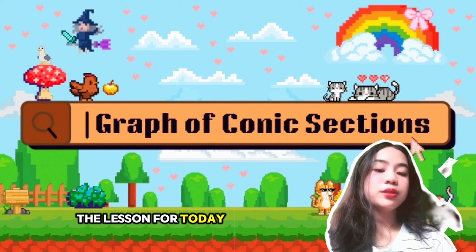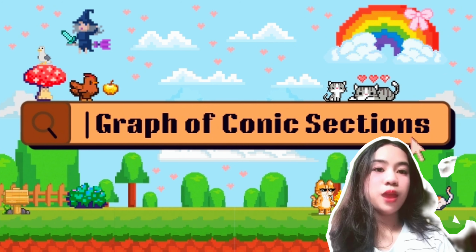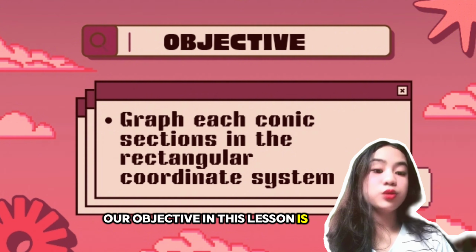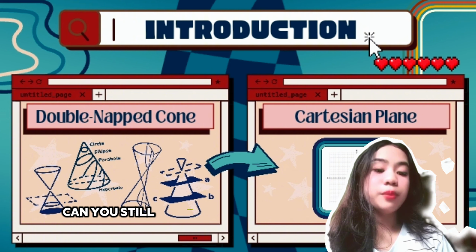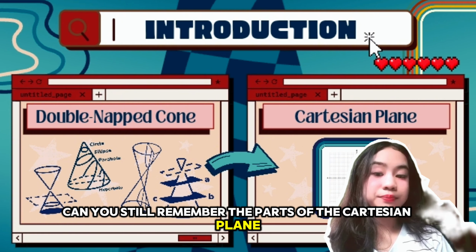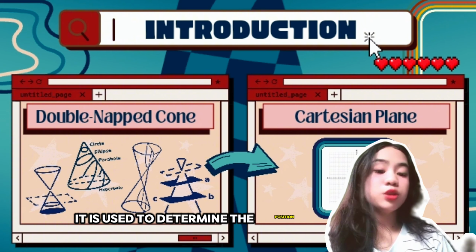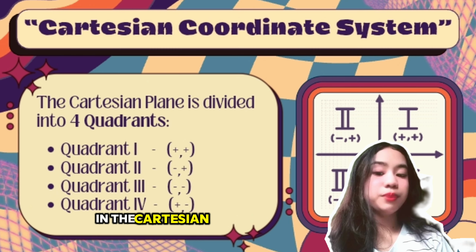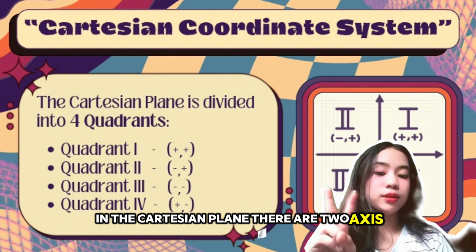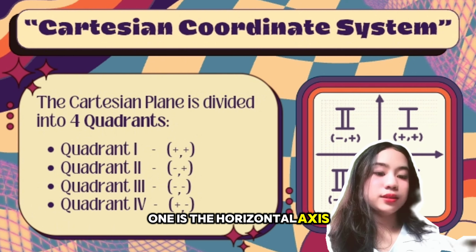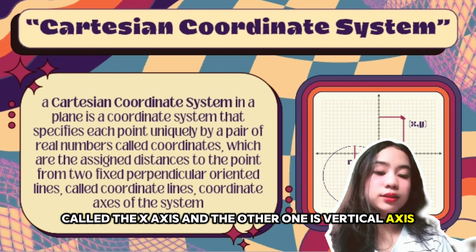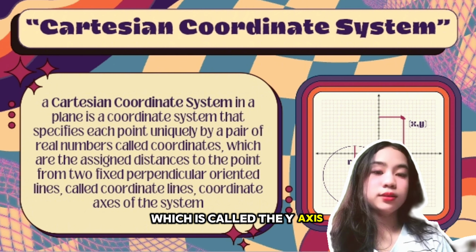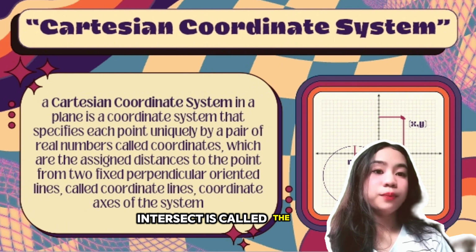The lesson for today is graphing conic section. Our objective in this lesson is to graph the conic section in our Cartesian plane. Can you still remember the parts of Cartesian plane? It is used to determine the position of the point in the Cartesian plane. There are two axes. One is the horizontal axis, called the x-axis, and the other one is vertical axis, which is called the y-axis. Intersect is called the origin.